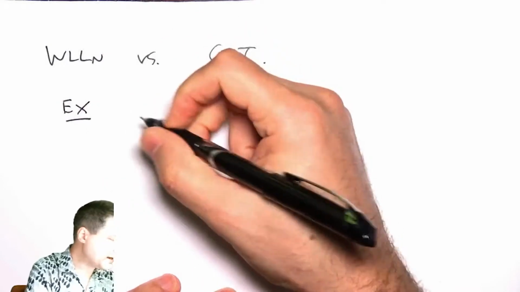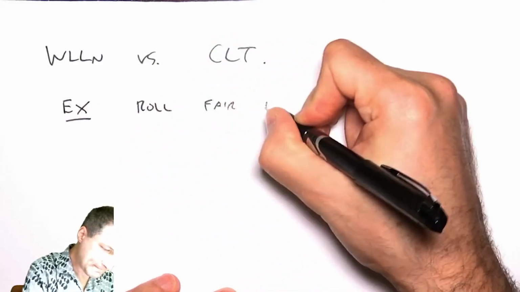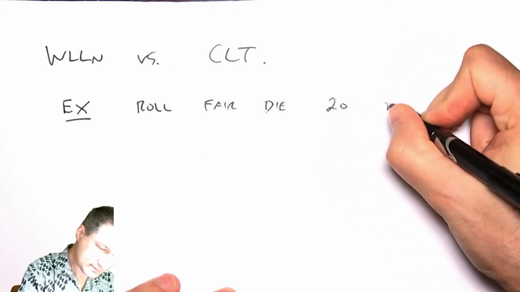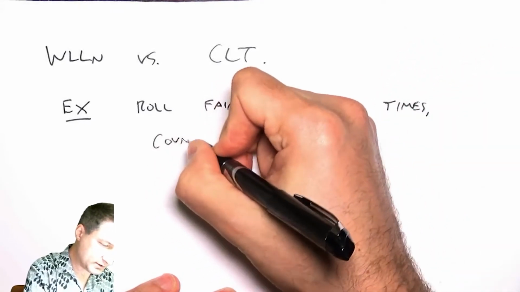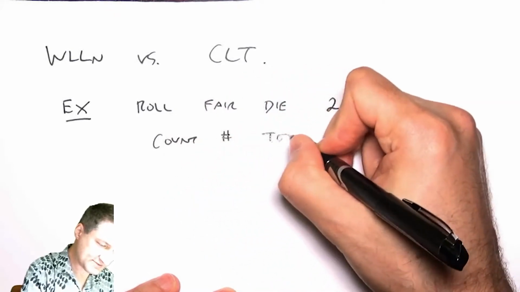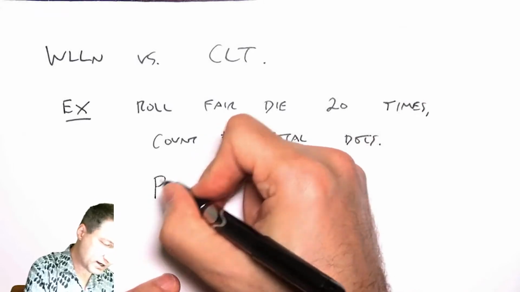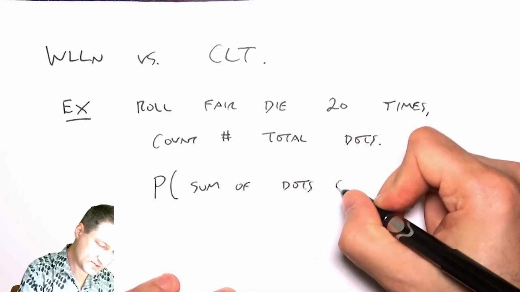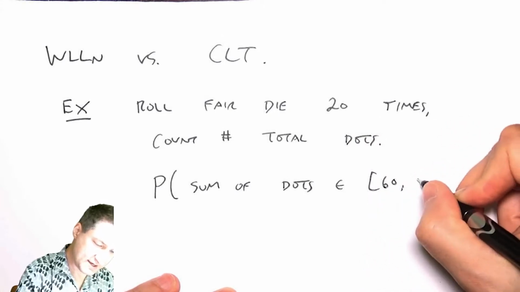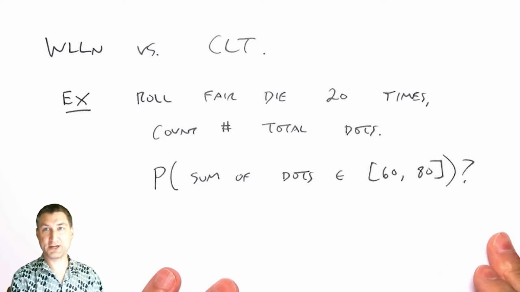Let's suppose that I roll a fair die 20 times and count the number of total dots. And I want to know what is the probability that the sum of the dots is in the range 60 to 80. Okay, so there are a couple ways that I could go about this problem.